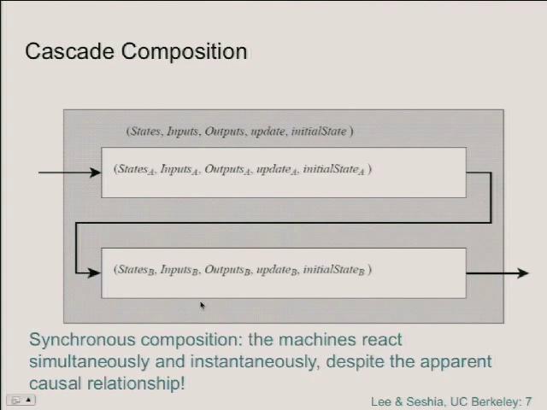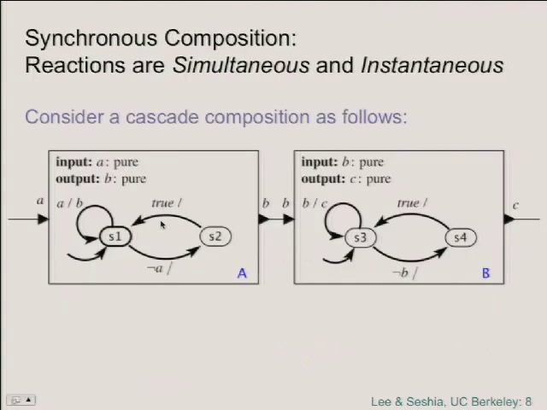We have a pure input signal A, and pure output A. So all the signals here are pure. They're either present or absent. When this thing reacts, A will be either present or absent. The initial state is S1. If A is present, we take a self loop and we make B present. If A is absent, we take a transition to S2 and we make B absent.